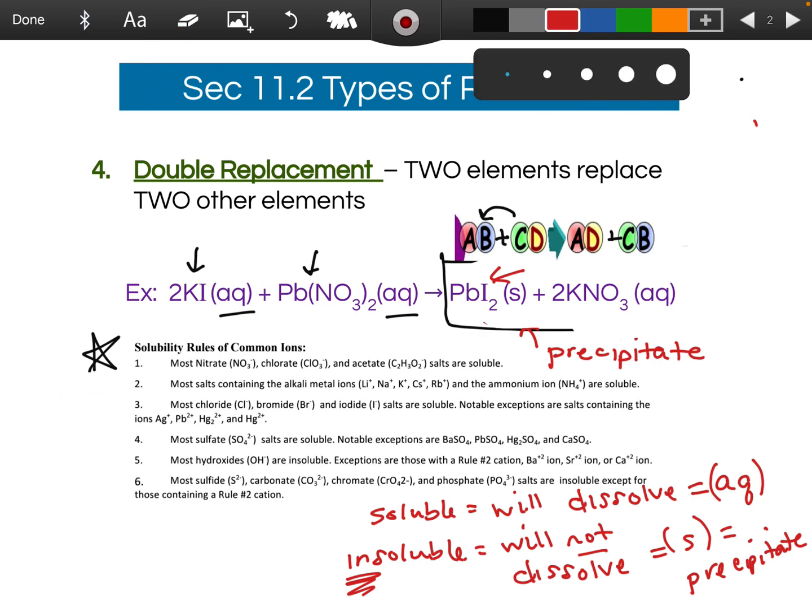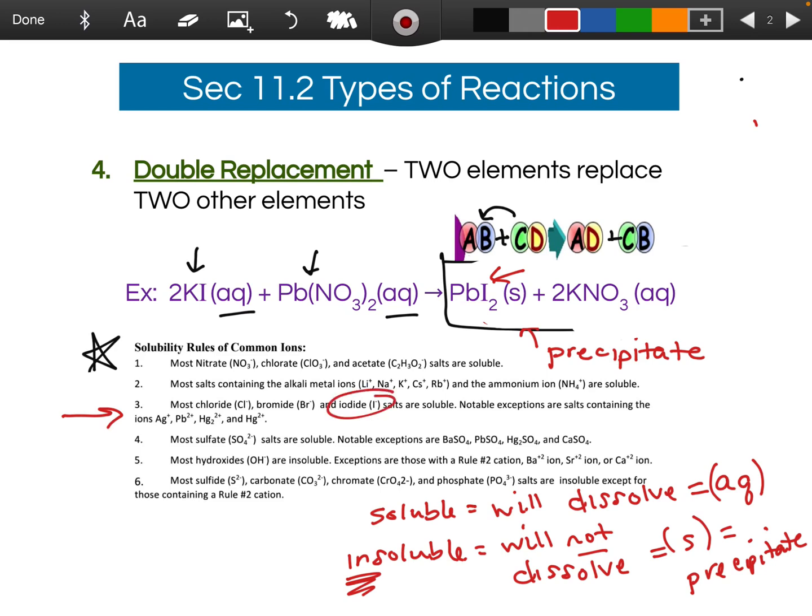All right, so iodide is mentioned in rule number 3. So most chloride, bromide, and iodide salts are soluble, which means they will dissolve. Exceptions are salts that contain the following. So here we have lead combined with iodide. So that is an exception to the rule, which means that that is our solid precipitate.